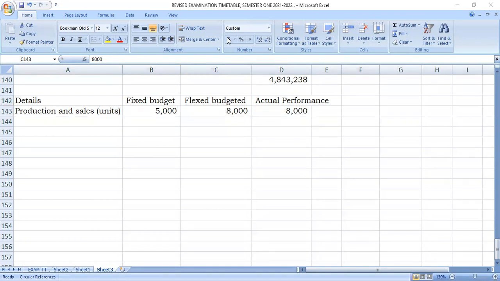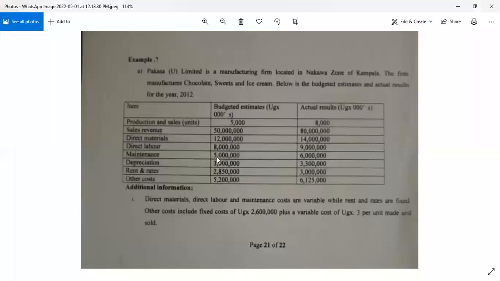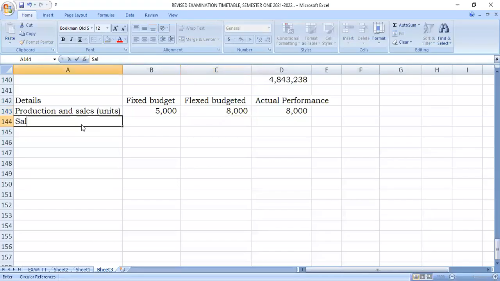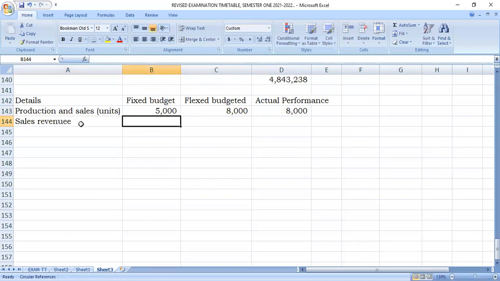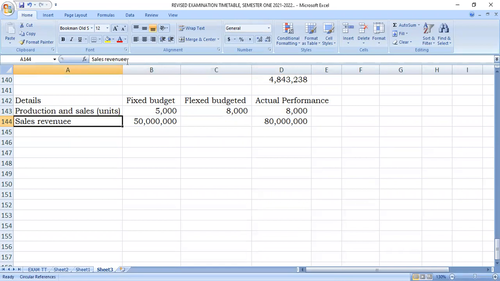Then you go to the next line. The next line says sales revenue: 50M for the budget, then 80M for the actual. So you're saying the 50M here and the 80M here. So for flexing, what do you do? You look at the item they're referring to, sales revenue.